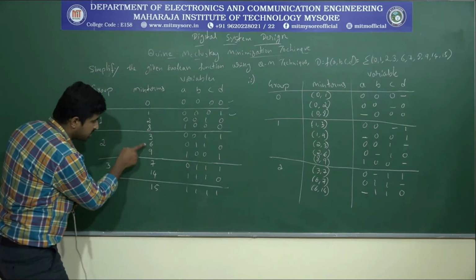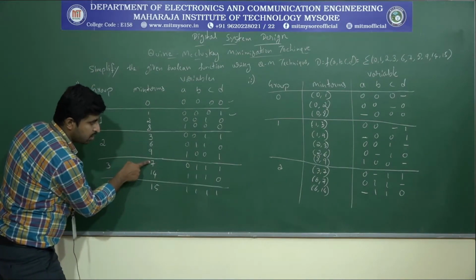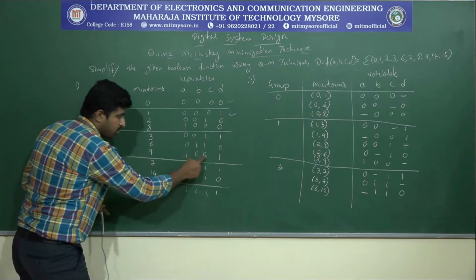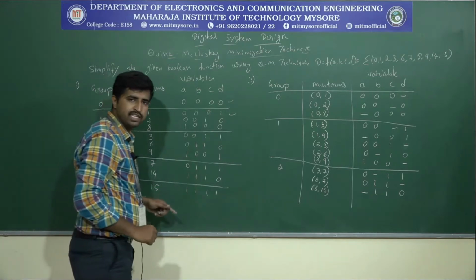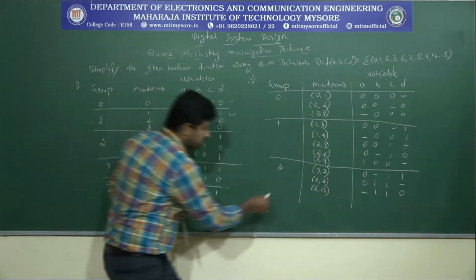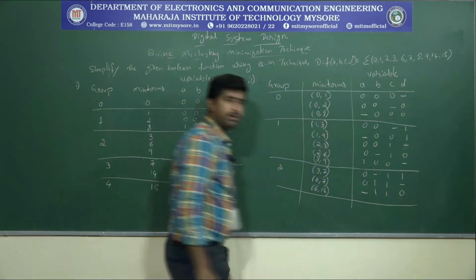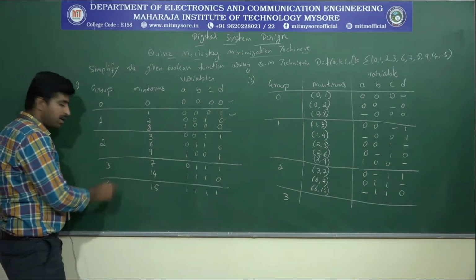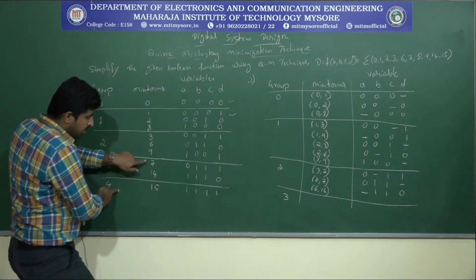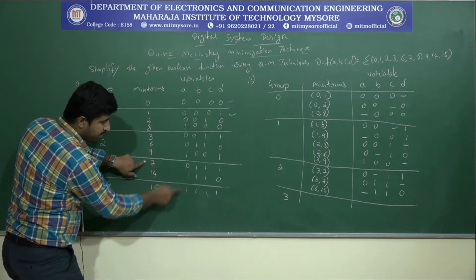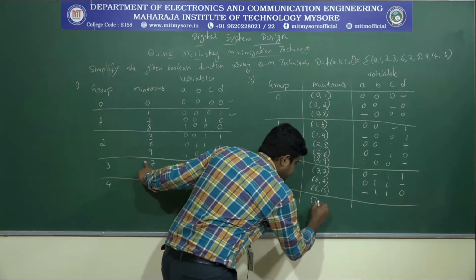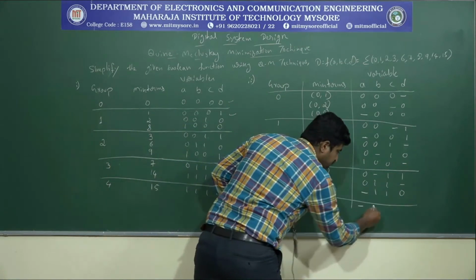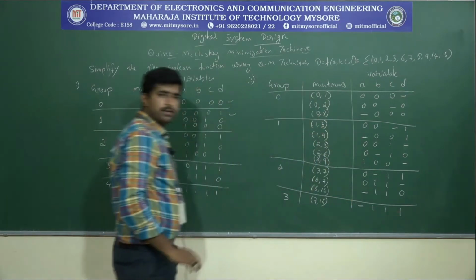Next, 9 with 7 not able to group, and 9 and 14 again not able to group. 0 0 1 1 and 1 1 1 0, two variables are changing, so not able to group. So this completes the group 2 variables. Next comes group 3, so we need to compare group 3 with group 4. 7 and 15, yes, only one variable is changed, so 7 can be grouped with the 15 minterm, with dash and the remaining 1 1 1.